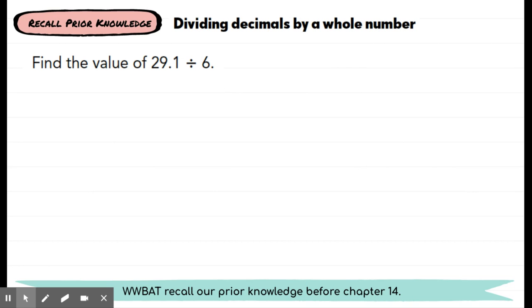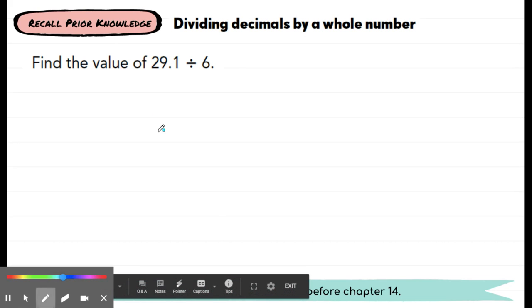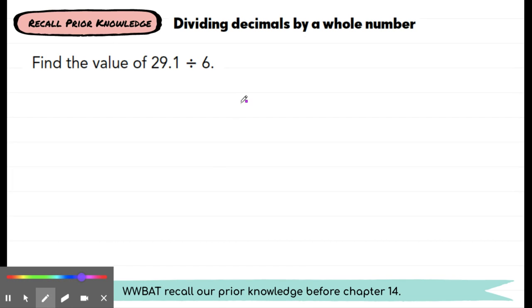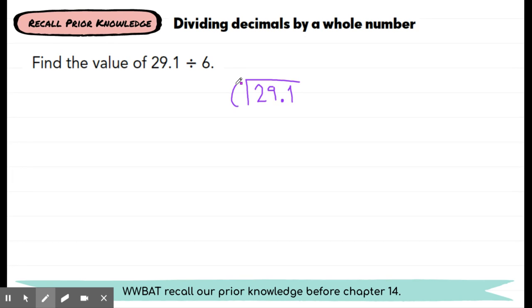The first skill is to divide decimals by a whole number. So the first one is to find the value of 29.1 divided by 6. So you can set up your long division, 29.1. So this is your dividend, and you're dividing it by your divisor, which is 6. You are either going to ask yourself how many times can 6 go into 29, or what times 6 gets me closest to 29 but not more. So 6 times 4 is 24, 6 times 5 is 30, so that's more than 29. So you're going to stick with 4.